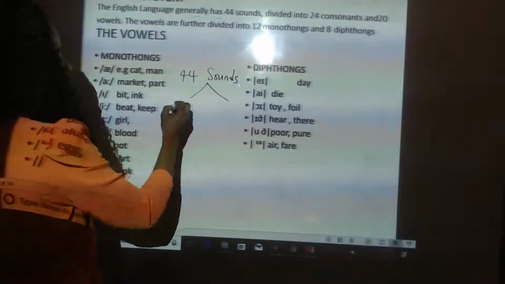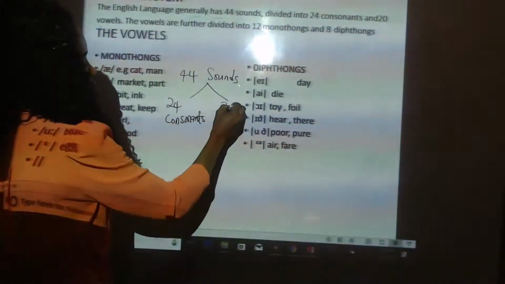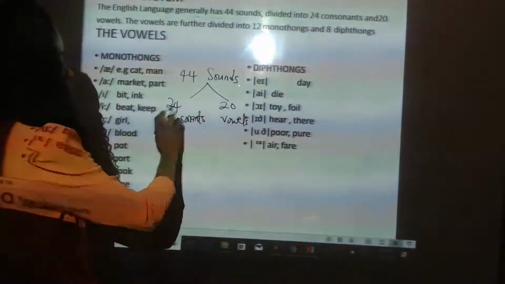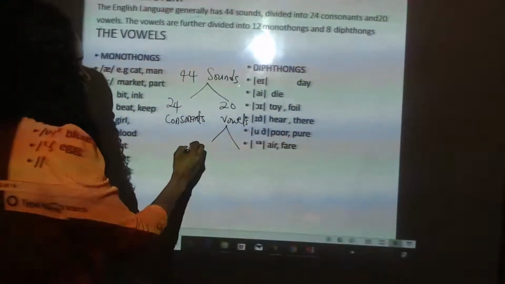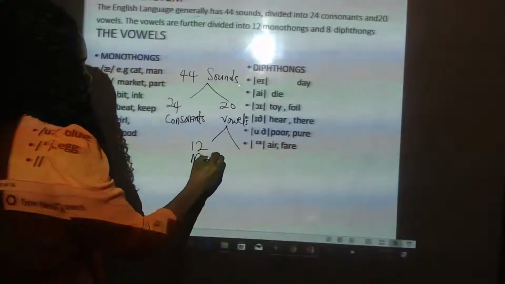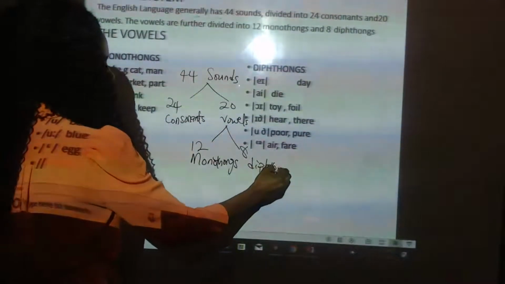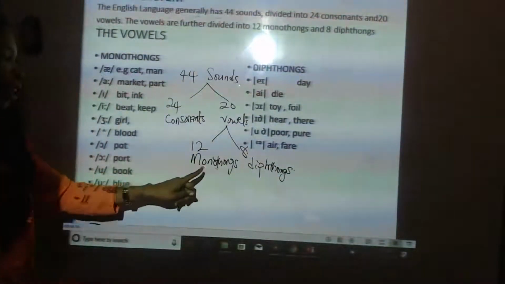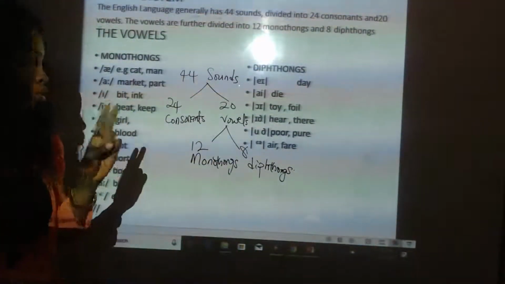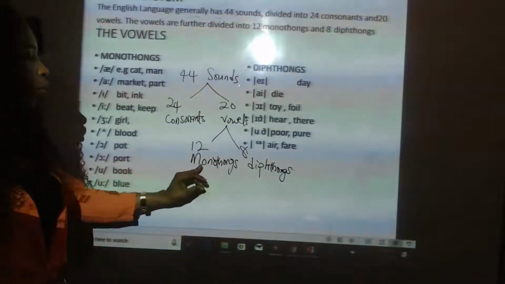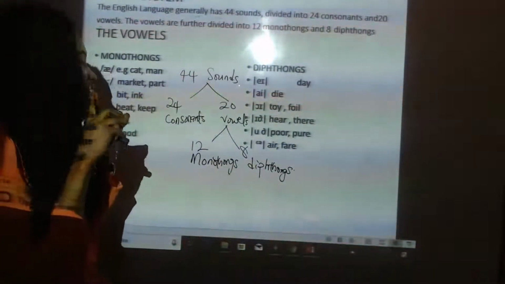Now, the sounds are divided into 24 consonants and 20 vowels. The 24 consonants and 20 vowels give you 44 sounds. And these 20 vowels are further divided into 12 monotones and 8 diphthongs. Whenever you hear anything mono, it means one, while di means two. So monotones are vowels that have one sound segment, one sound pronunciation.